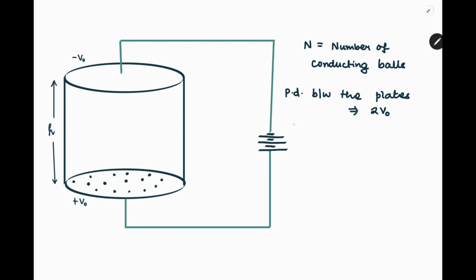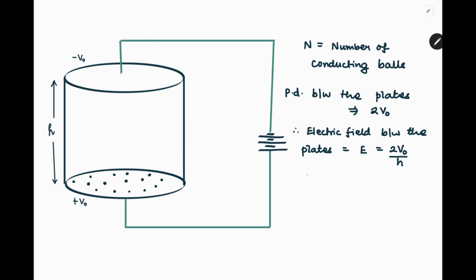They are separated by a height h, so the electric field between the plates can be calculated following the relation VA minus VB equals the integral of E dot dh. So we get 2V0 by h. The potential difference is equal to E times h, so we have the electric field value as 2V0 by h.